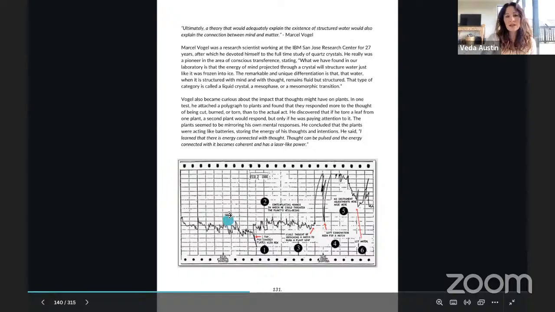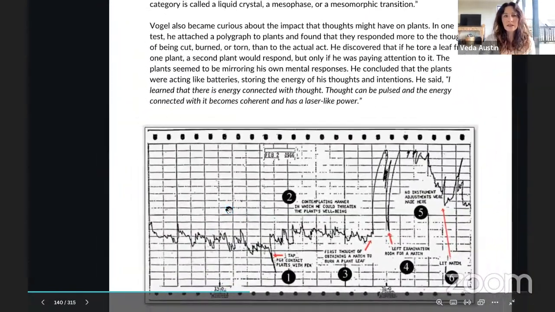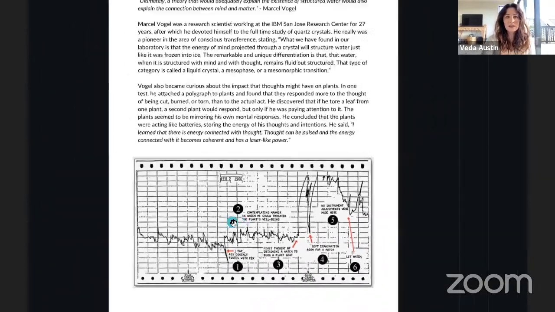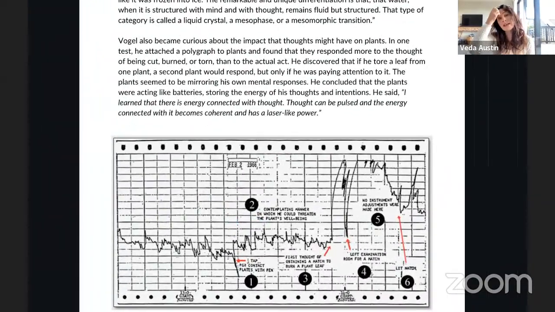Now, what this little chart is showing here is that he became really curious about the impact that thoughts might have on plants. And he used a polygraph with the plants, attached it to them, and found that they responded more to the thought of being cut or burned or torn or hurt than to the actual act itself. And he discovered that if he tore a leaf from one plant, a second plant would respond, but only if he was paying attention to it.